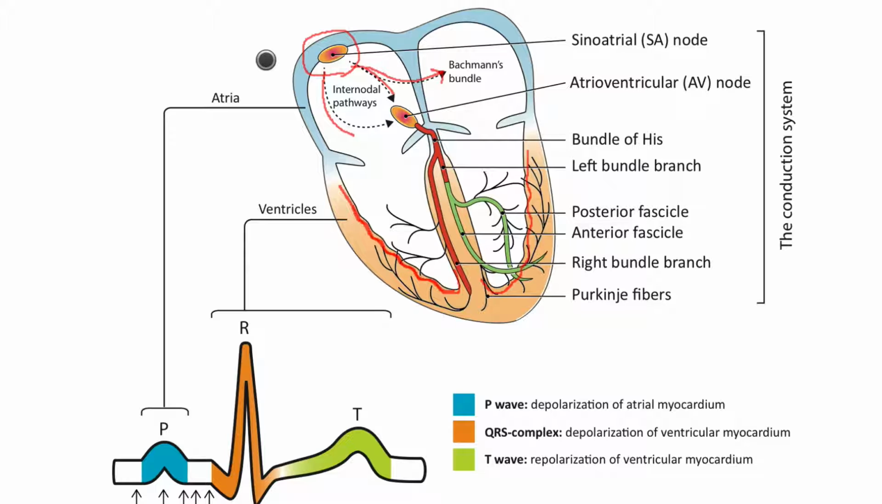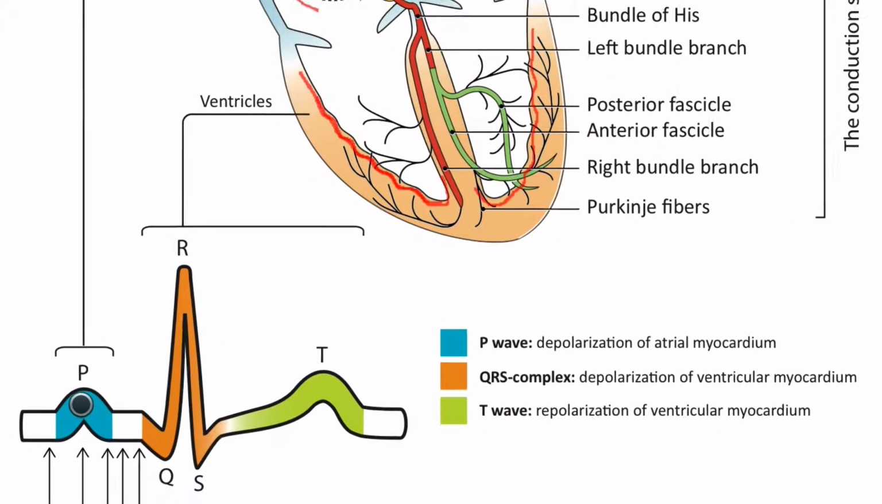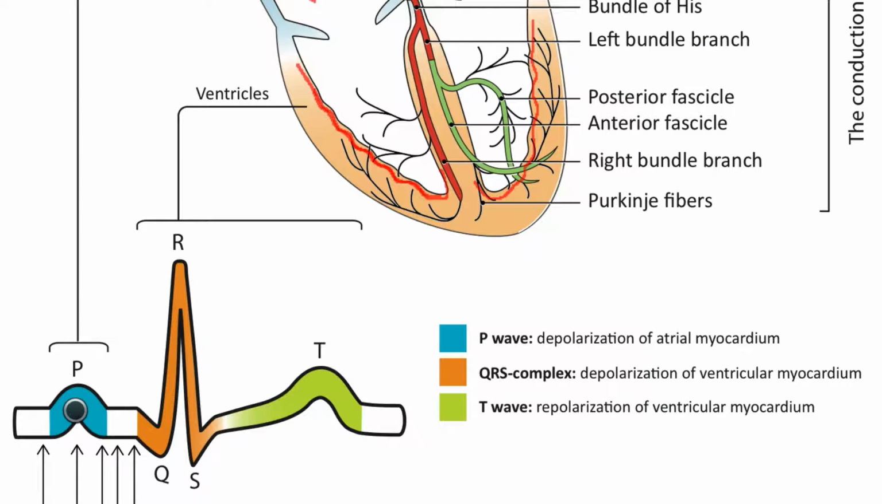Before we leave this image, you should be familiar with the electrical conduction system. You should know that the electrical conduction system serves as the electrical cords of the heart, and the normal ECG waveforms are represented by a P wave, which is atrial activation, a QRS complex, which is ventricular activation, and a T wave, which is ventricular recovery.